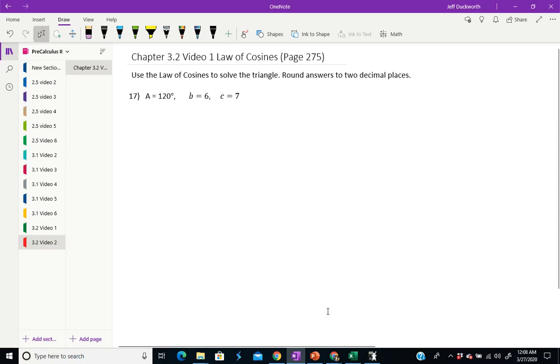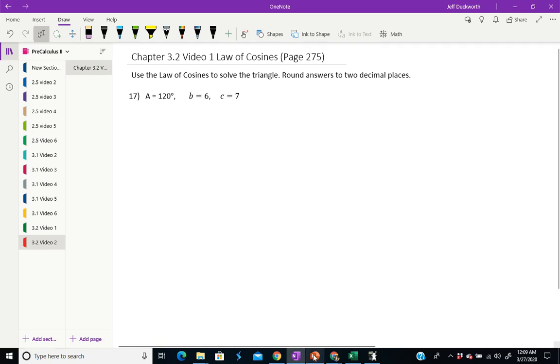All right, so we did a side example, which was actually number five from the book on page 275. This one is number 17, and this is a side-angle-side situation. So this is the information given in the problem. I'm not going to draw the triangle, as we can just use a formula. What we need to do is solve for the unknown side, which is a.